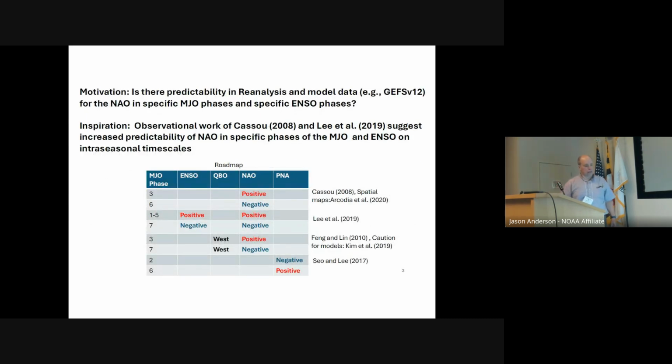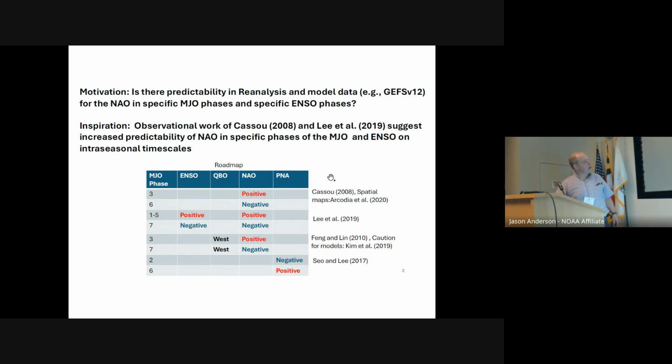So motivation, once again: is there predictability in reanalysis and model data for the NAO in specific MJO phases and specific ENSO phases? And here's the roadmap I found. This roadmap just shows where I went with the literature. So MJO phases 3 and 6. Phase 3 tends to produce NAO positive, phase 6 NAO negative. That's Cassou's work. I'm also going to show at lead zero, Arcodia et al. 2020. What's good about Arcodia's work is that she separates out ENSO and NAO. And so I kind of try to duplicate her work at lead zero. I'll show that initially in this talk.